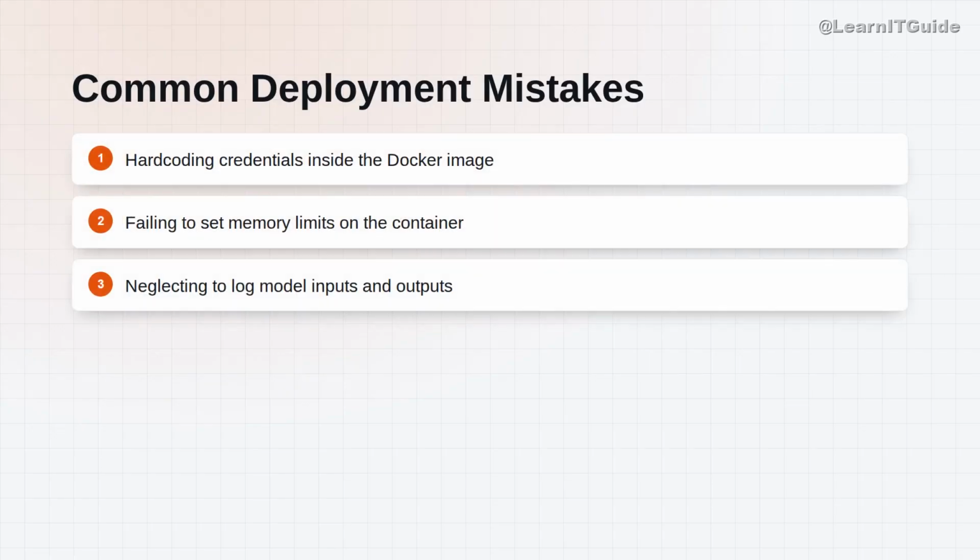What are the common mistakes? First, hard coding credentials. Never put API keys in your Docker file. Use secret managers. Second, failing to set memory limits. A large model can easily cause an out-of-memory kill on your node. Third, neglecting to log. If you do not log inputs, you cannot debug why a model made a bad prediction in the field. Every one of these will bite you in production.